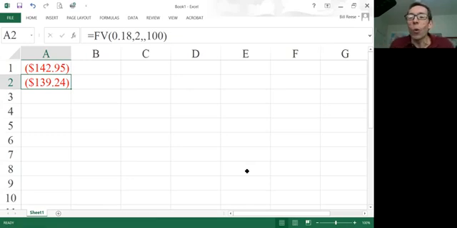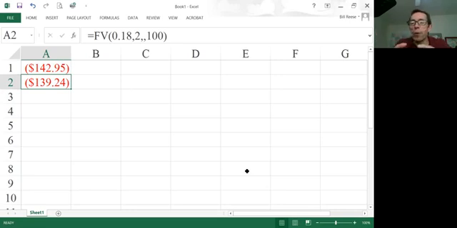But this is the way it's quoted to you. You'll see it on the envelope when they send you the credit card agreement. It's going to say 18% APR, and then in small print down at the bottom, it's going to say monthly compounding. So you need to know that 18% for 2 years understates the true rate. You actually owe a little bit more than the $139.24. You're going to owe $142.95.